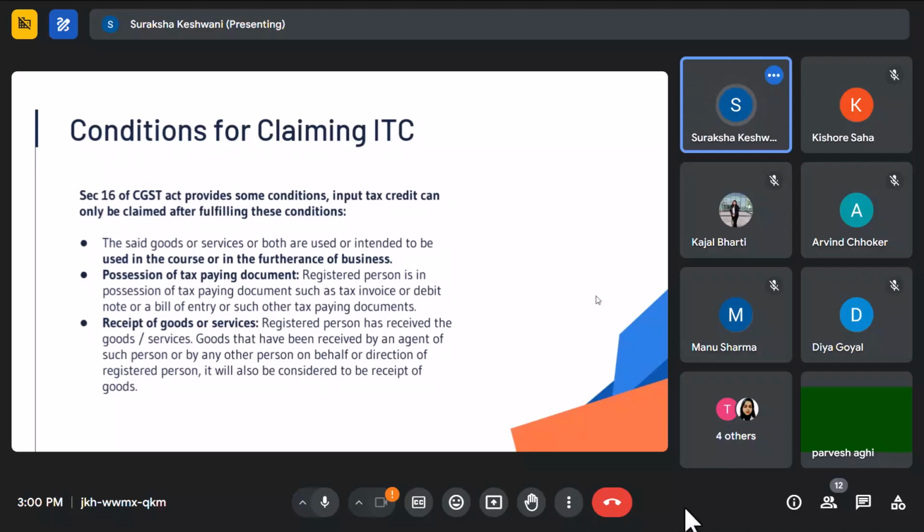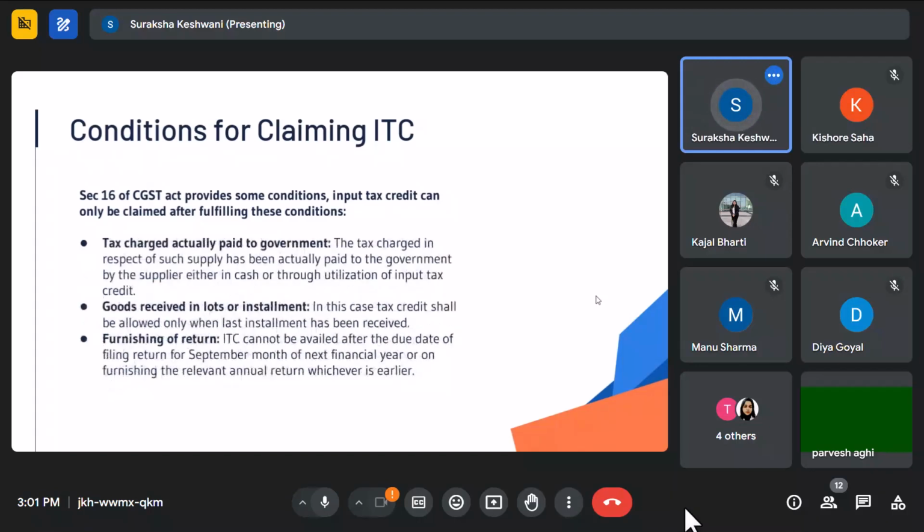Secondly, the person should have the tax paying documents with them, the debit note, the bill of entry, and all of that. We'll cover the documents later, but the registered person should have those documents with them to claim the ITC. Third, the person should have received the goods and services on behalf of the business.